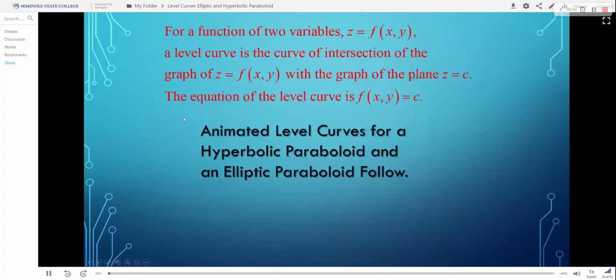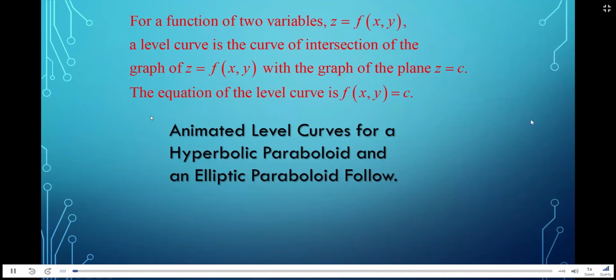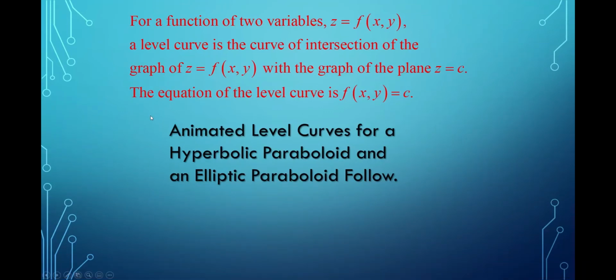Well, I want to take a look at the level curves for paraboloids, hyperbolic paraboloid and then elliptic paraboloid. So each of these can be represented as z, a function of x and y, and then the level curve is the intersection of the graph of the function with the plane z equal to a constant. For each value of that constant, you get a different level curve.